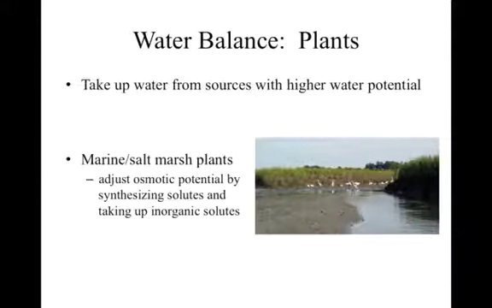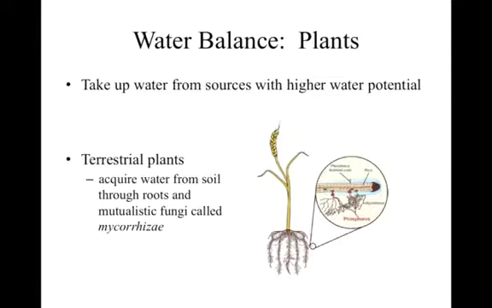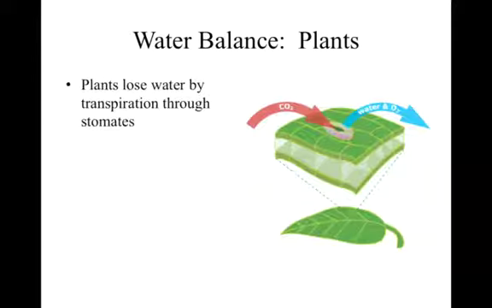A little different with marine plants. With marine plants, the water is salty, so it's not necessarily just flowing into the cell. And so marine plants often have to adjust their osmotic potential by synthesizing solutes or taking up inorganic solutes, very much like the microorganisms, how they deal with that saltier environment. Terrestrial plants face that loss of water to the dry atmosphere, and so they tend to acquire it from the nearest good water source, which is most generally soil, and they do so through their roots and also through mutualistic fungi called mycorrhizae.